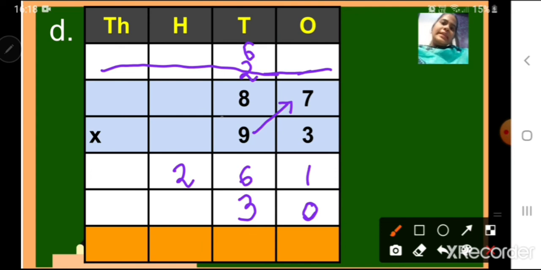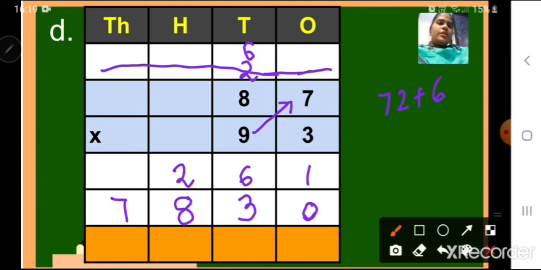Now the next number, 9 eights are. What is 9 eights are? 72. Children, look above 8. Is there any carry over for the second digit? Yes, it is there. Number 6. So we have to add 72 plus 6. What will be 72 plus 6? You can just count. 73, 74, 75, 76, 77, 78. Okay. So we can write number 78 here directly.